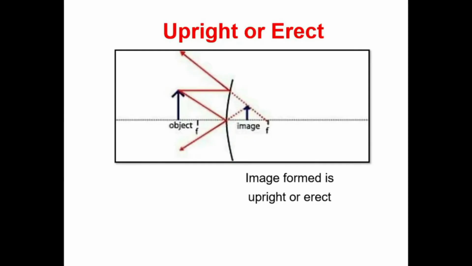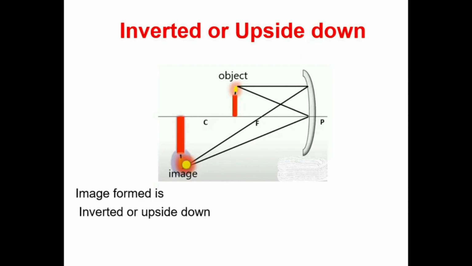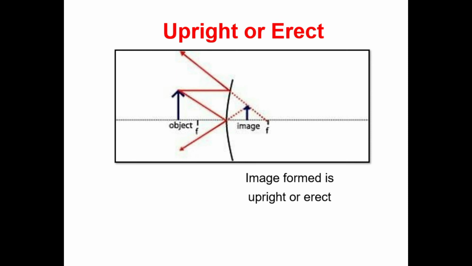Orientation. The possible answers are upright and inverted. If 2 reflected rays meet below the principal axis, the image is inverted or upside down. If 2 reflected rays meet above the principal axis, the image is upright or erect.